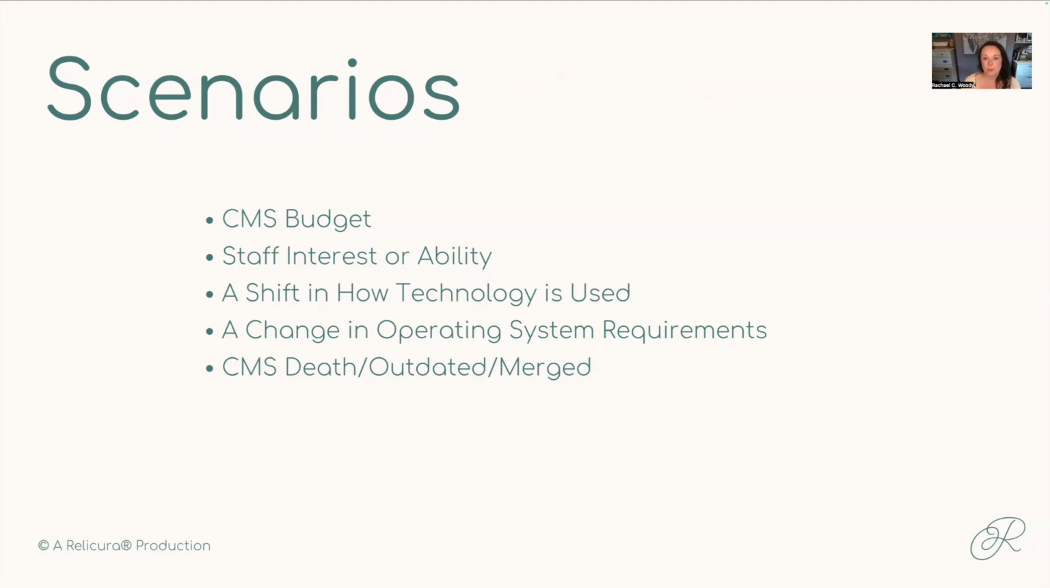Another factor that could change the CMS that your museum or archives wishes to use is the staff interest or ability shifting or changing. For example, if you're going from a mostly volunteer-run collection to having professional staff, or vice versa, maybe you've lost a good chunk of professional staff and you're now working with volunteer staff for the time being. Having that shift in knowledge, interest, and ability is all going to change the ability and interest of using your CMS product.